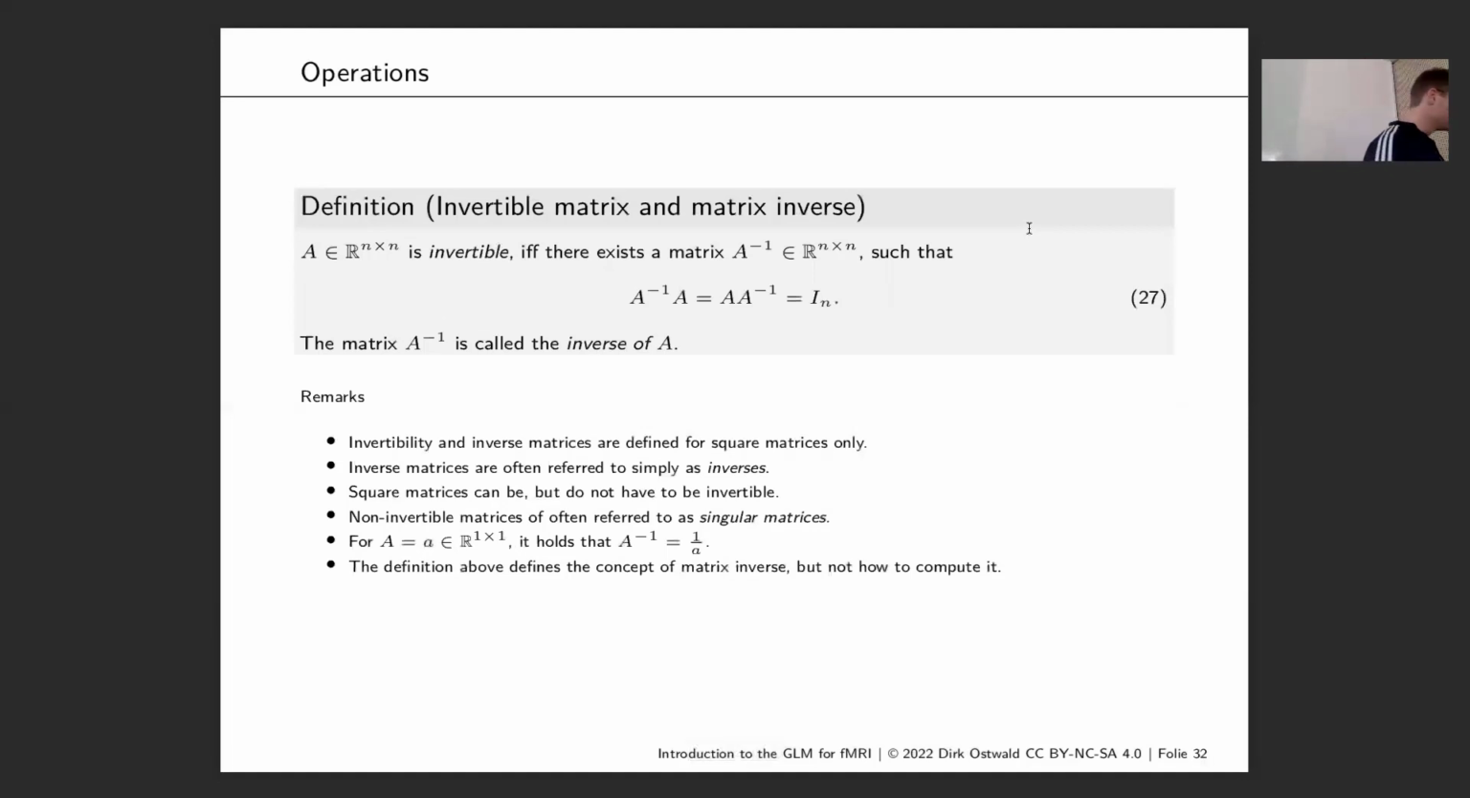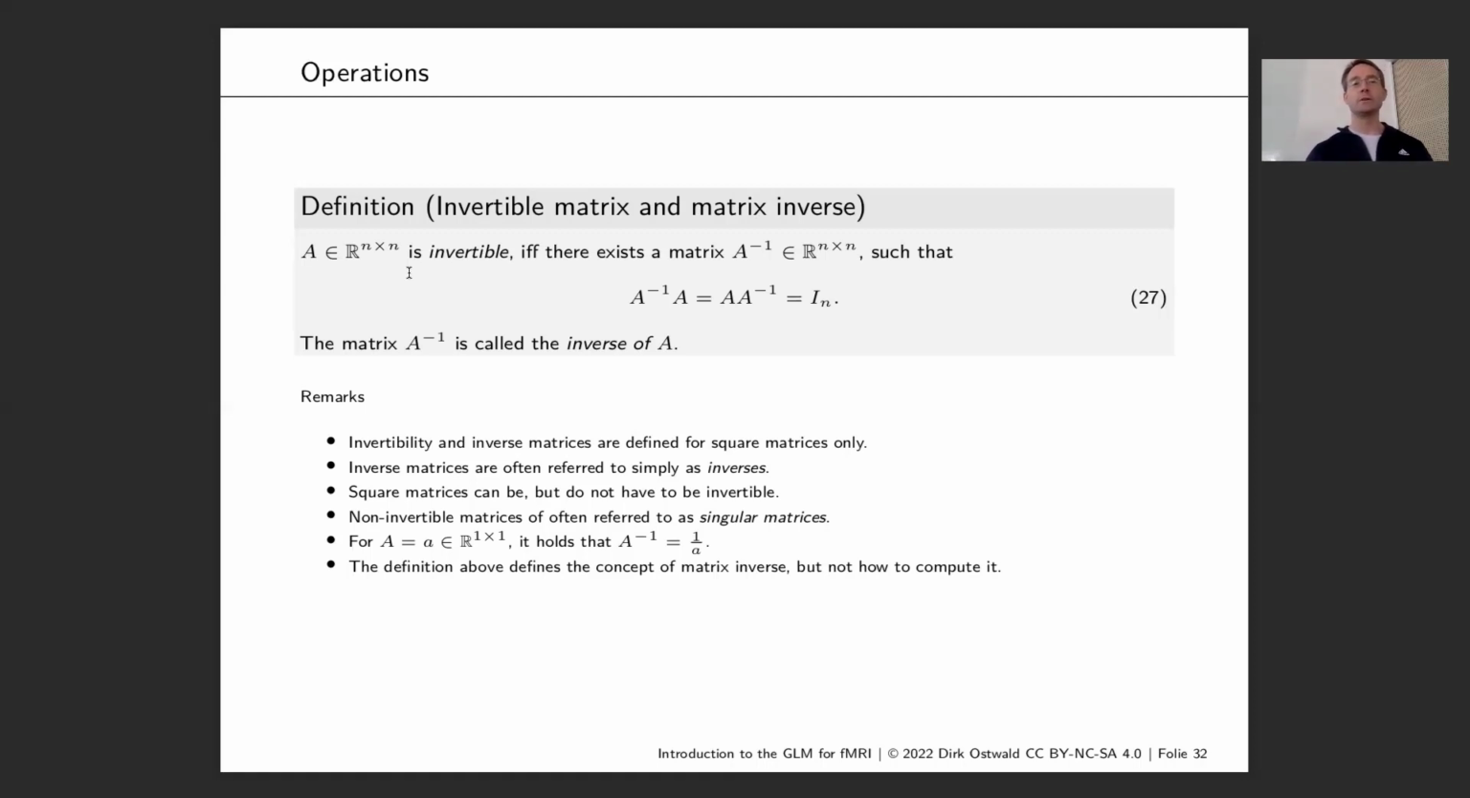Now, the crucial reason why we need the identity matrix, and we will also sometimes see it, is that it features in the definition of the inverse of a matrix. There are two things of note here. First of all, when we're talking about matrix inversion, we only talk about square matrices, so not n times m matrices but n times n matrices. And a square matrix does not need to be invertible.